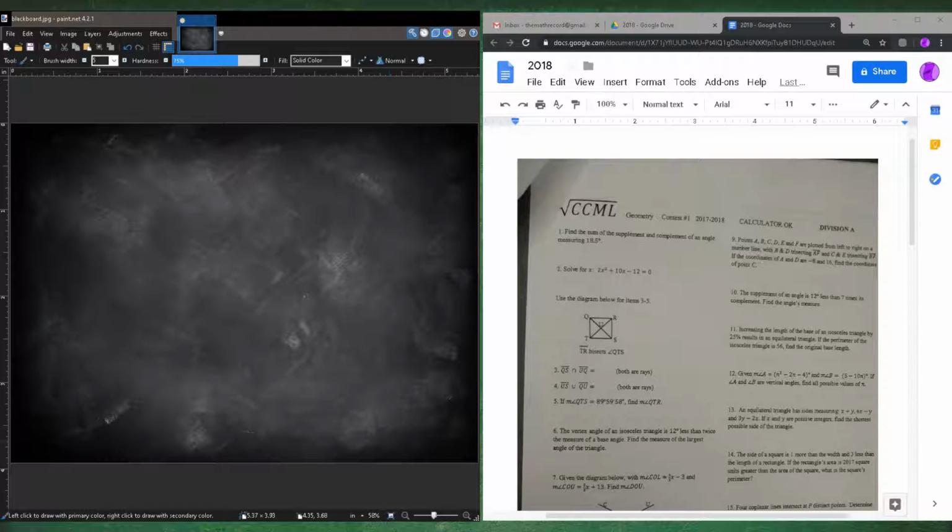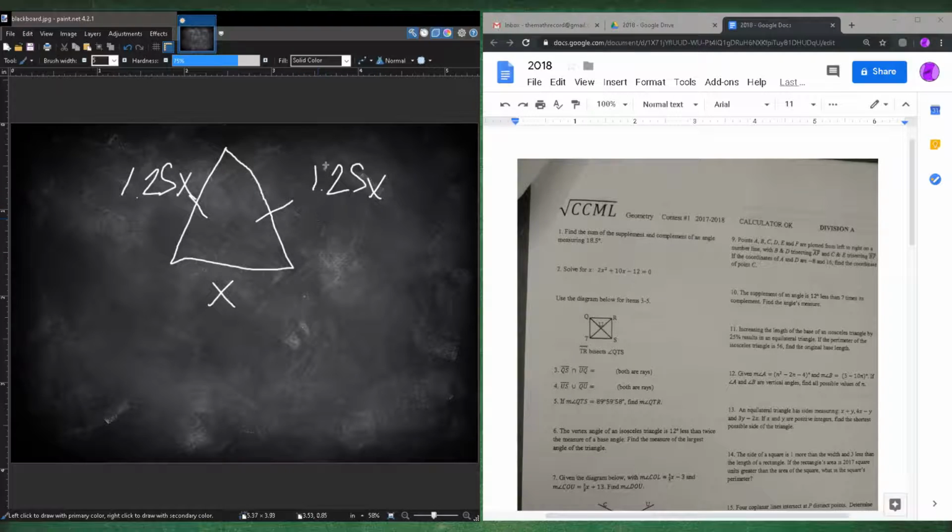Okay, number 11. Increasing the length of a base of an isosceles triangle by 25% results in an equilateral triangle. Since it's an isosceles triangle, and we have a base x, if you increase this by 25%, it results in an equilateral triangle. Since these two are the same, that means if I increase this by 25%, so I multiply this by 1.25, because that's increased by 25%, then technically it will be equal to the other sides, as they said. So all I need to know is that this is x and this is 1.25x, and this is also 1.25x.